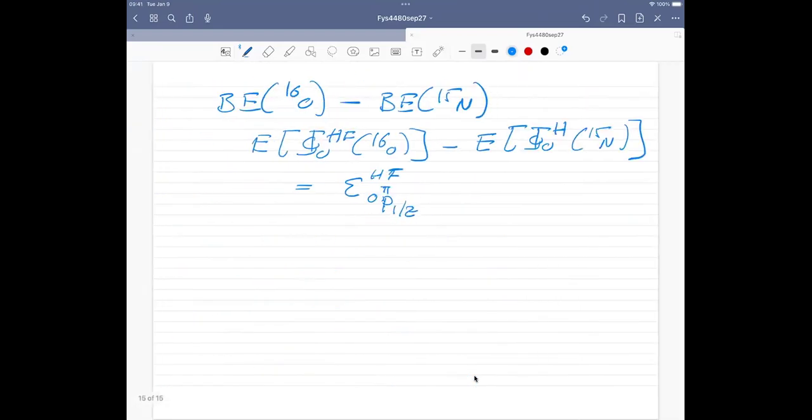And then you can do the same with additions of one particle. So you could look at the binding energy difference between oxygen 17 minus the binding energy of oxygen 16. And then you can find that this, in a Hartree-Fock picture, can be given by the d5/2 state, which is the first or the ground state of oxygen 17. And this is now a neutron. And this is the Hartree-Fock energy.